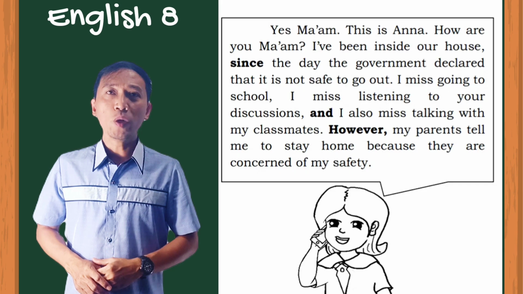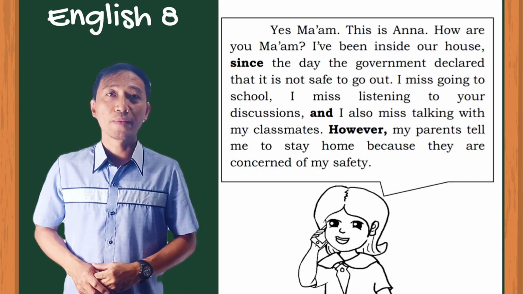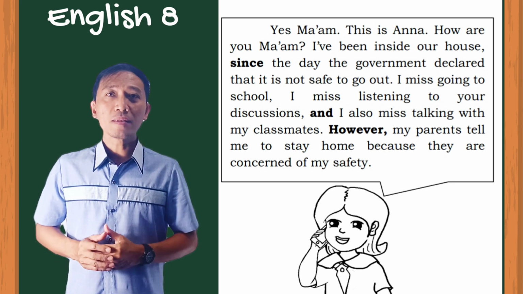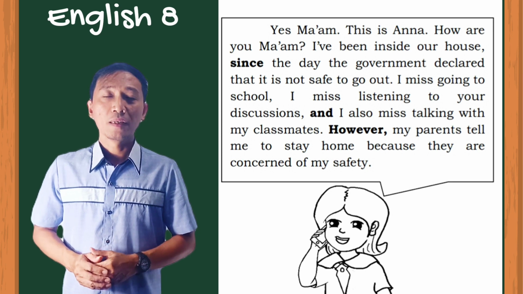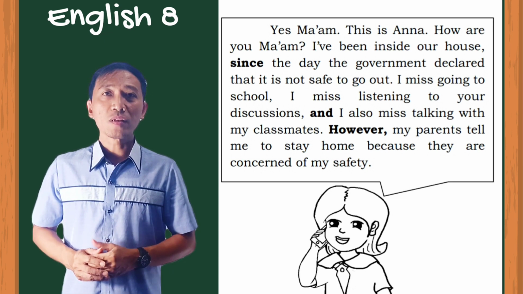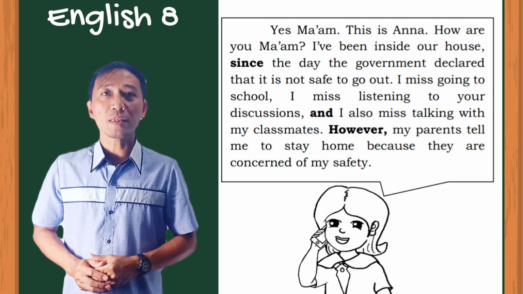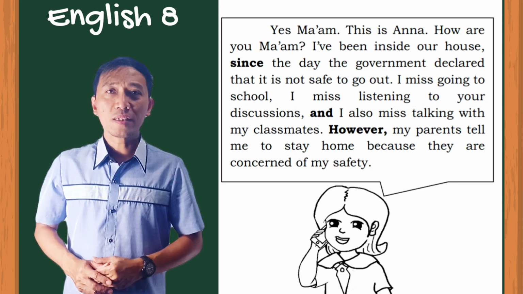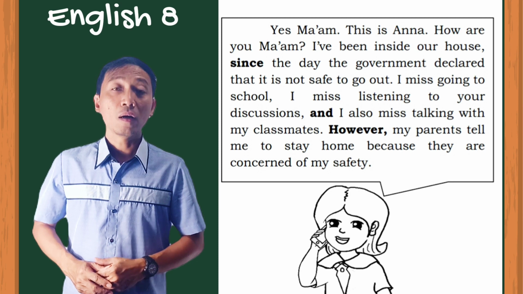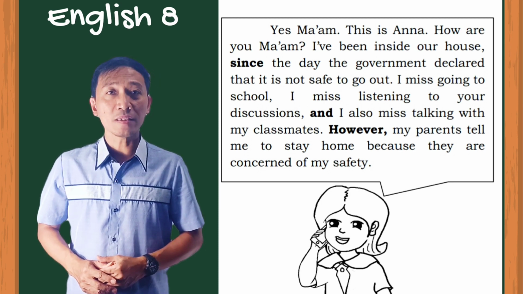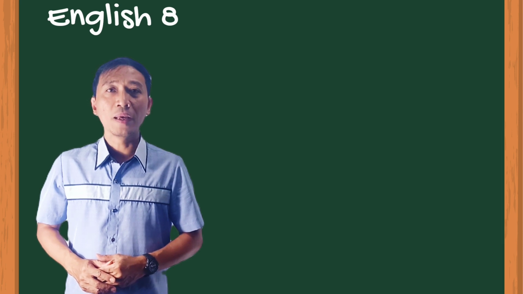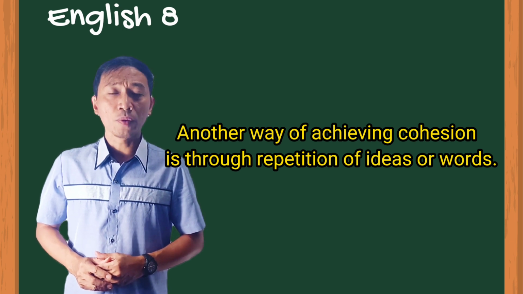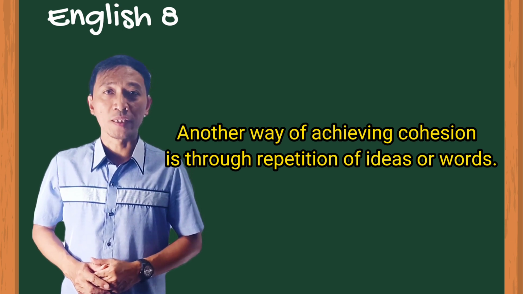In the third sentence, the word "but" shows contrast of ideas. Also, the word "because" shows reason. So in the sentence, because Anna's parents are concerned of her safety. Apart from using these connectors, it was also evident that there were a couple of repetitions in the dialogue. What words were repeated? The words "school" and "stay" were repeated. Also, the idea of the pandemic, which was suggested by the phrases "the situation right now" and "pandemic," is repeated. Thus, another way of achieving cohesion is through repetition of ideas or words.